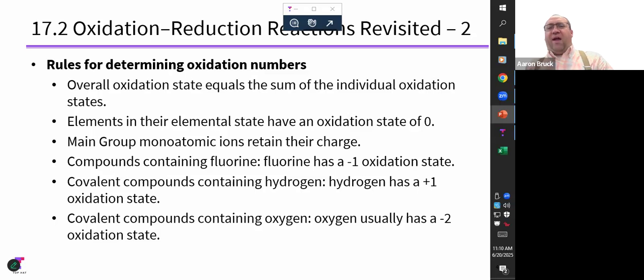And then to help us figure out the rest, we need to take a key look at some common states. So for example, fluorine is going to be -1 anytime it is bonded to anything else. Hydrogen, if it is bonded to a nonmetal, is going to be +1. Oxygen, if it's bonded to anything other than fluorine, is -2, unless it's bonded to itself, and then it's either -1 in the case of peroxide or 0 in its elemental state.